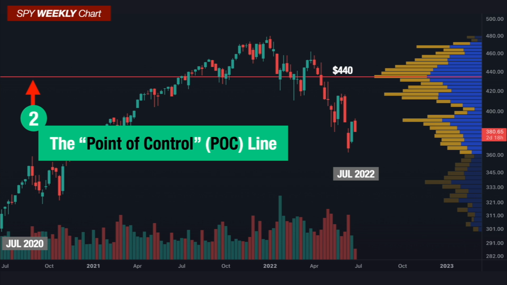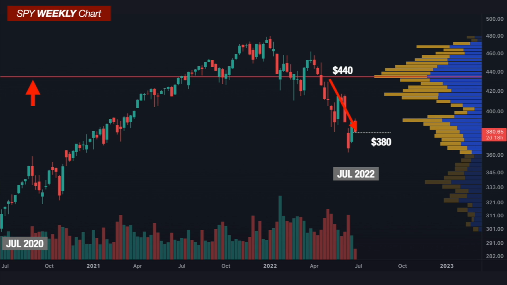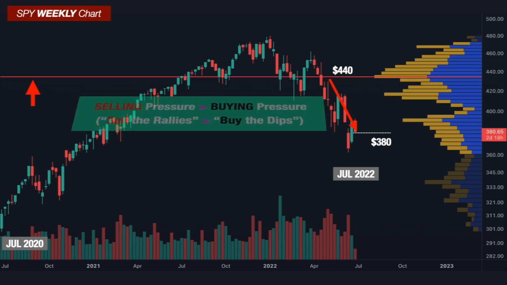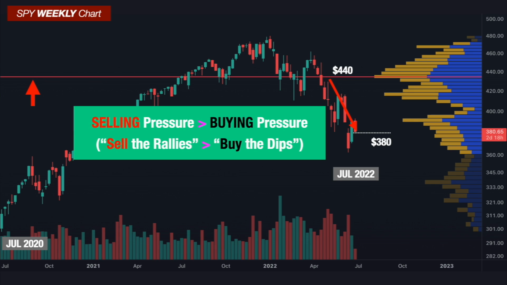And right now, SPY is trading at $380, which is about 15% lower than the peak volume level. That tells us there's a high probability that the majority of the investors over the past 2 years are currently in loss, which indicates the selling pressure will be higher than the buying pressure in such a market environment. This is a very important piece of information, especially when it comes to looking for any trade setups, which I will explain in the later part of the video.